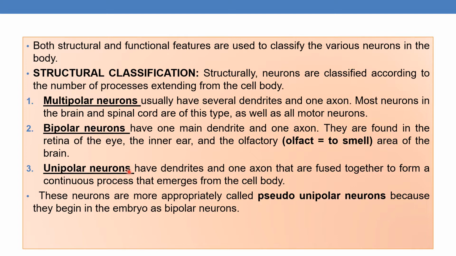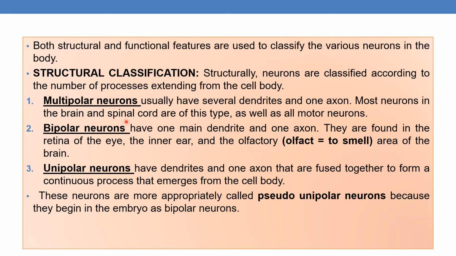When it comes to unipolar neurons, they have dendrites and one axon that are fused together to form a continuous process that emerges from the cell body. Here only one process is there, and these neurons are more appropriately called pseudo-unipolar neurons because they begin in the embryo as bipolar neurons. Now coming to bipolar neurons, they have one dendrite and one axon, that is two processes. They are found in the retina of the eye, inner ear and the olfactory area of the brain. Olfactory is nothing but smell.